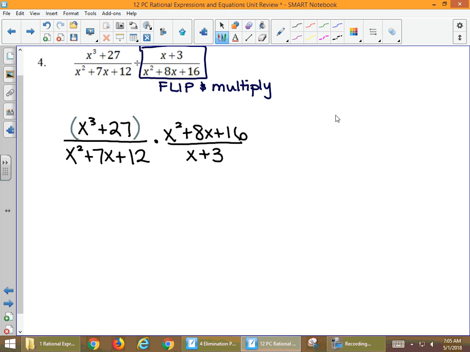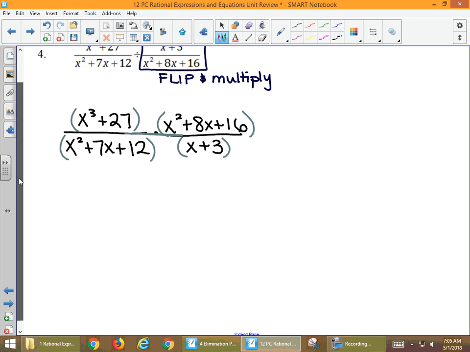Since this is a multiplication, I know I'm going to be looking for things to factor and cancel. Again, we can really just imagine that it's all one fraction now. Or you can write it as all one fraction. That is totally correct. And let's factor.